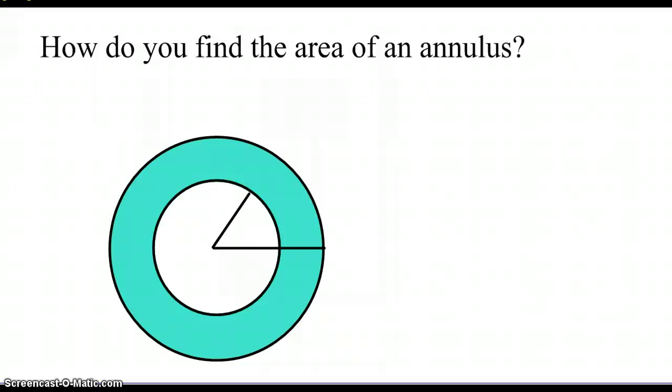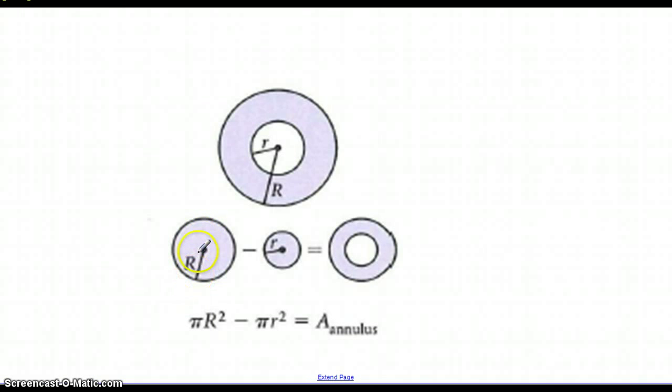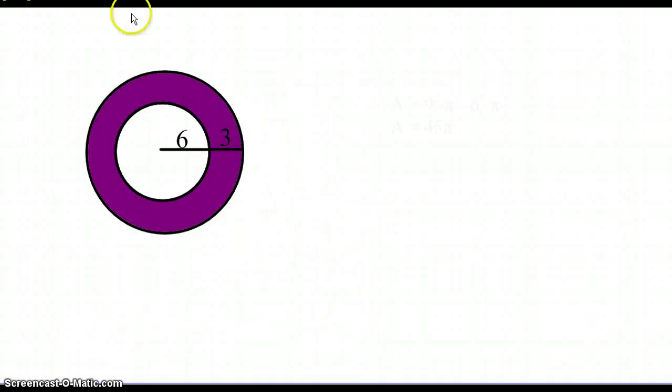Last but not least is finding the area of the annulus. Hopefully this one kind of comes out at you. I'm going to call this one little r because it's the radius of the little circle, and I'm going to call this radius big R because that's the radius of the big circle. So the area of the annulus is big R squared times pi minus little r squared times pi. So the area of the big circle minus the area of the little circle is the area of the annulus.